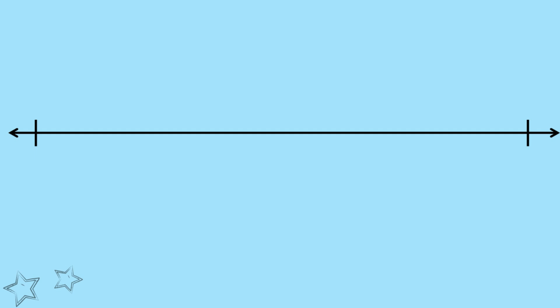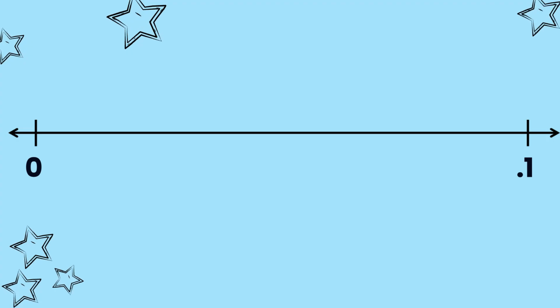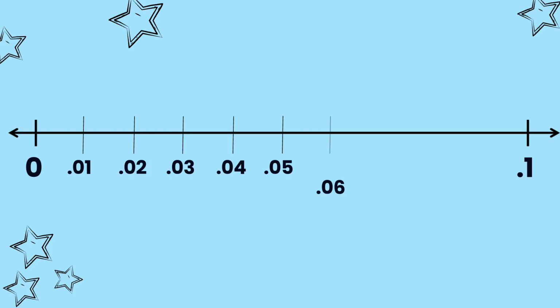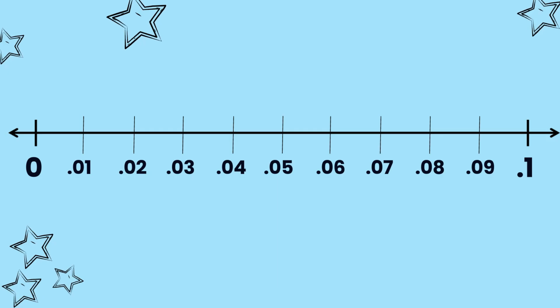Just like with whole numbers and with tenths, we can count these parts. Let's start with 0 and count to 1/10. 100ths, 200ths, 300ths, 400ths, 500ths, 600ths, 700ths, 800ths, 900ths, 1/10. We can also plot hundredths between any whole numbers and between any tenths. Let's look at an example.